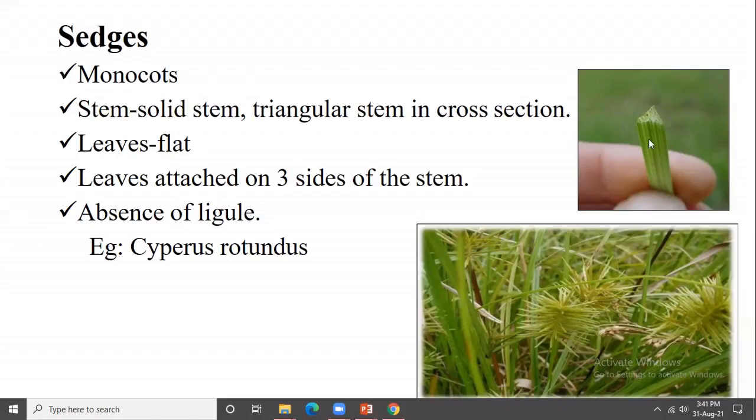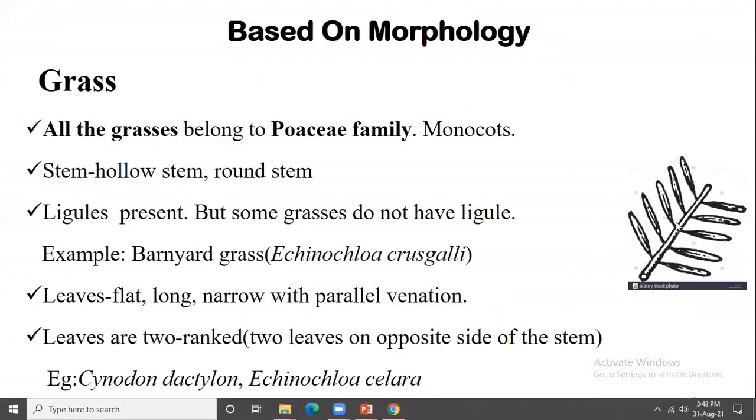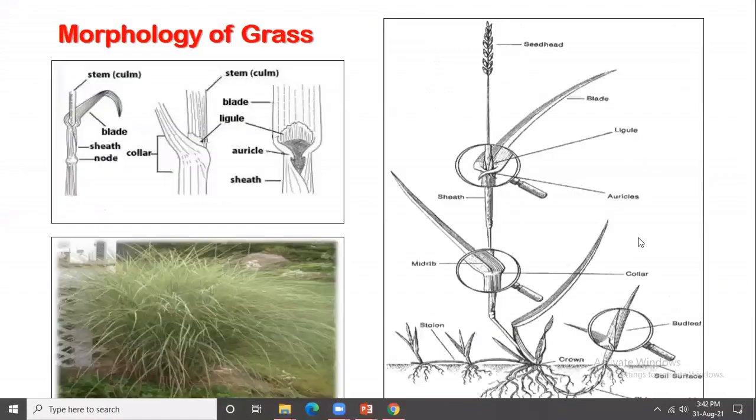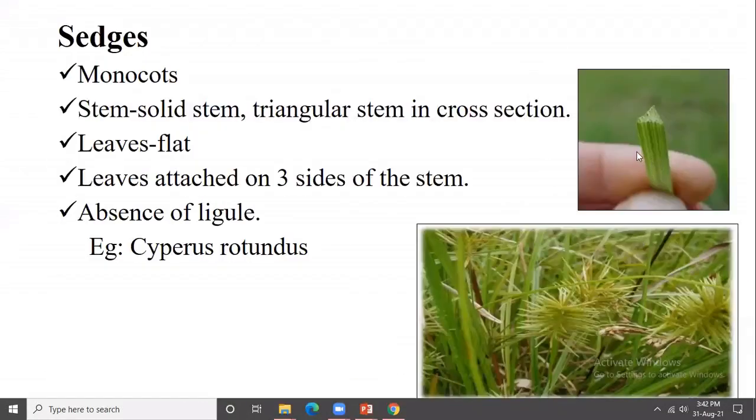Okay, understood? Yes, sir. The leaf is a blade, like we already studied in grasses. In grasses the leaf is attached on two sides, but here the leaves are on three sides. This one, this one, this one, these are the three sides of the stem. Here the ligule is absent. An example is Cyperus rotundus. This is the example for this one.